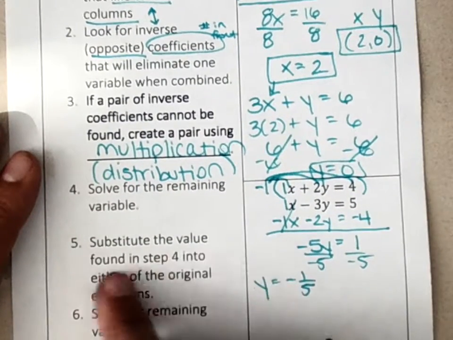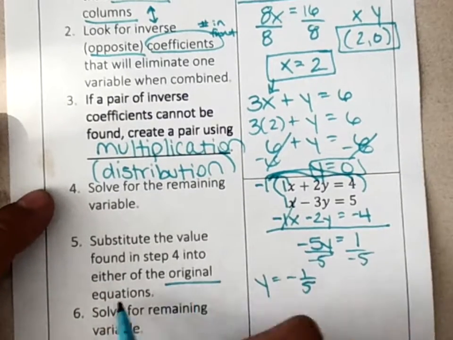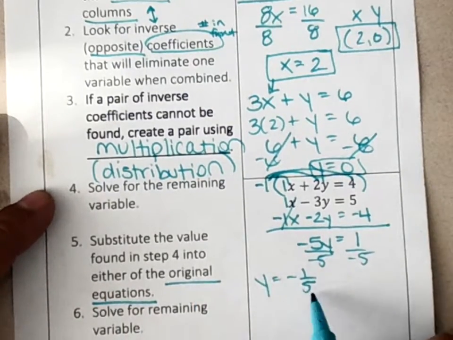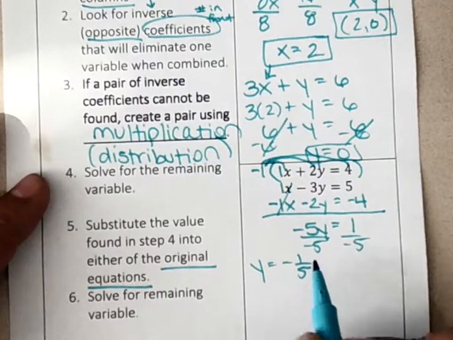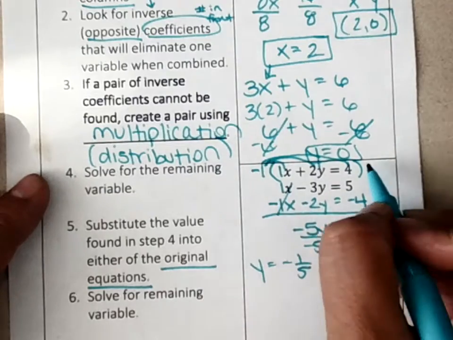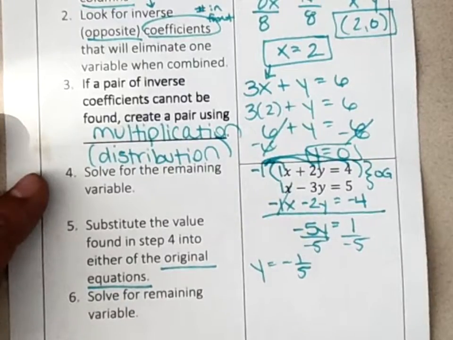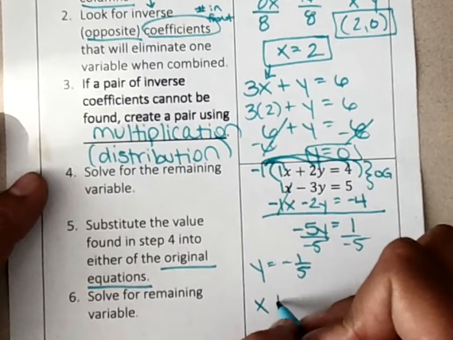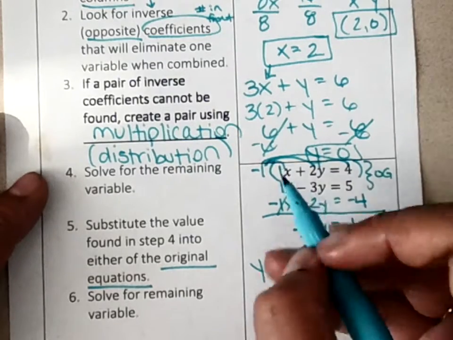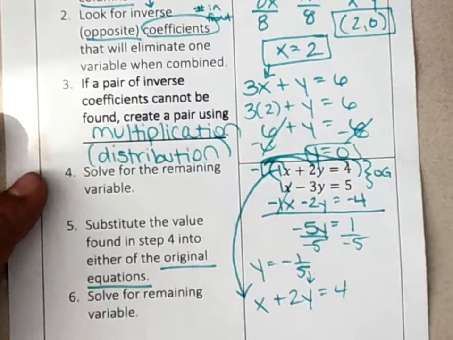Step 4, substitute the value found in step 3 into either of the original equations. This is super important. When you substitute negative 1/5 back in, you cannot use the equation that you made. You have to use one of the original equations. I'm going to choose to use the first one. So we have x plus 2y equals 4. So that's the original equation. I'm going to plug this y into my equation.